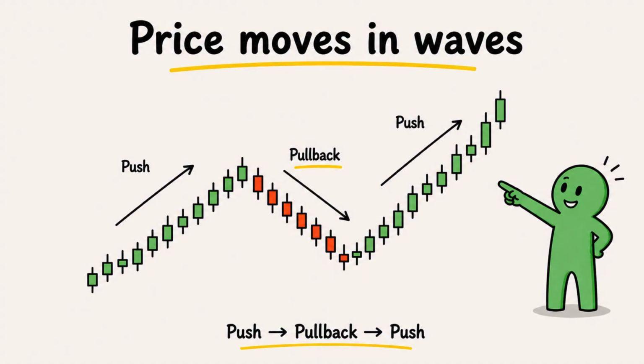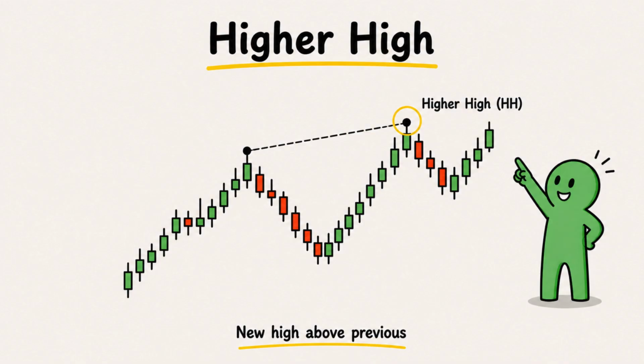When price moves up, it pushes higher, then it pulls back. Then it pushes again and pulls back again. Push, pull back, push. That's how trends are built. Each push creates a new high. And if that new high is higher than the previous one, that's called a higher high. Each pullback creates a low. And if that low stays above the previous low, that's called a higher low.